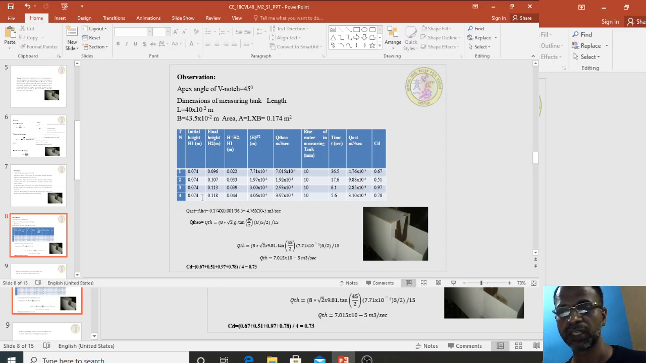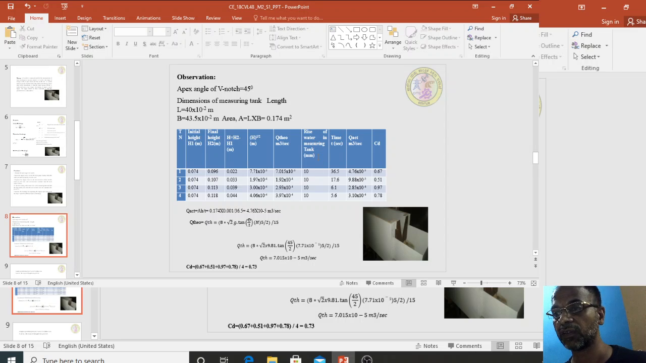Four trials with varying discharge valve opening were done, and it has been recorded in a table composed of initial height h1 in meter, final height h2 in meter, h equal to h2 minus h1 in meter, and h to the power 5 by 2. Just for simplifying our calculation, the h to the power 5 by 2 is made one column. Q theoretical in meter cube per second is given by the formula 8 by 15 root of 2g into tan theta by 2, into h to the power 5 by 2.